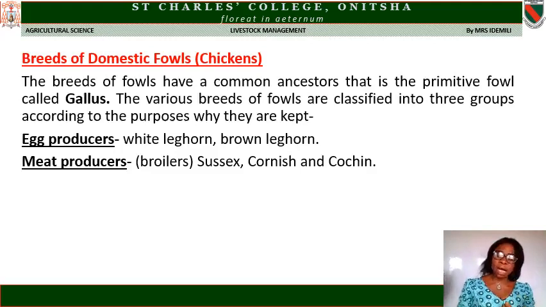Then the meat producers, the ones we call the broilers. These are kept just because they give us meat. They are very, very fast converters of feed. They convert the feed you give to them into meat in a very short while. And their examples include the Sussex, the Cornish, and the Cochin.